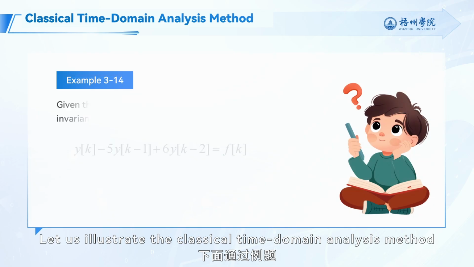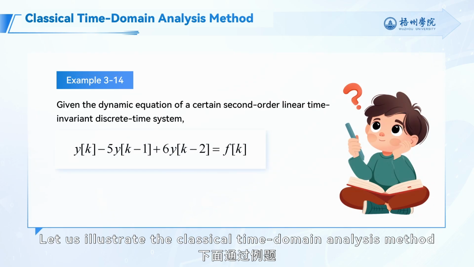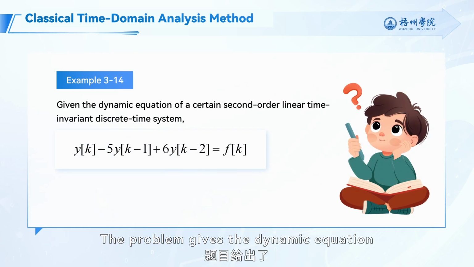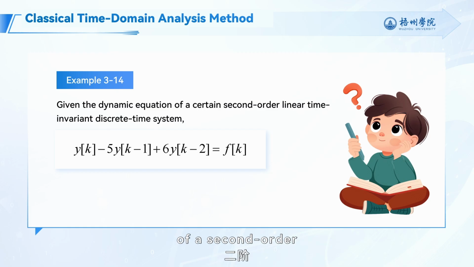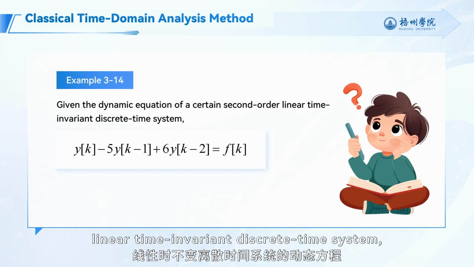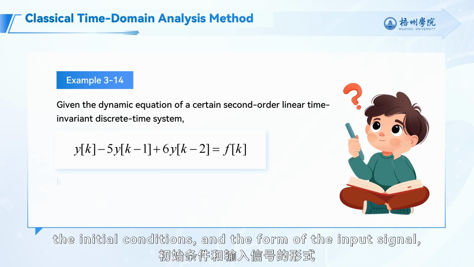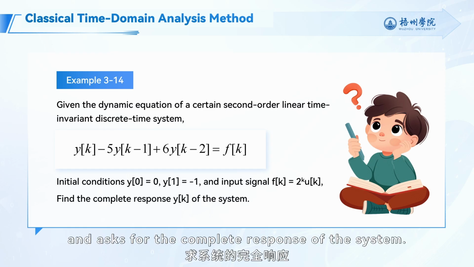Let us illustrate the classical time-domain analysis method with an example. The problem gives the dynamic equation of a second-order linear time-invariant discrete-time system, the initial conditions and the form of the input signal, and asks for the complete response of the system.